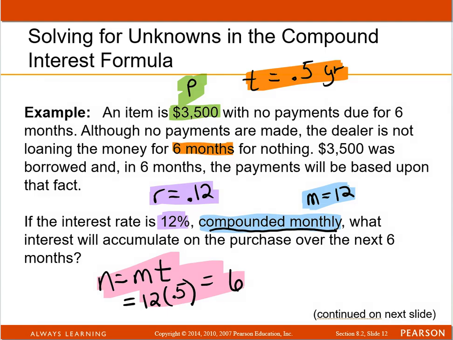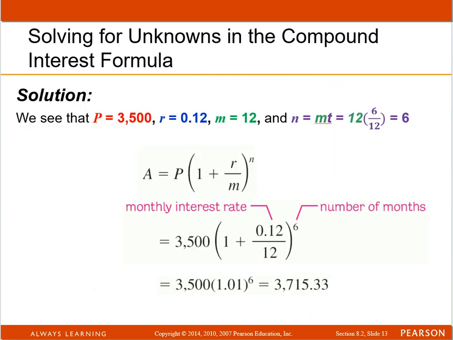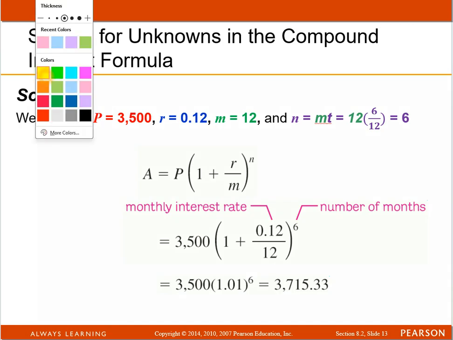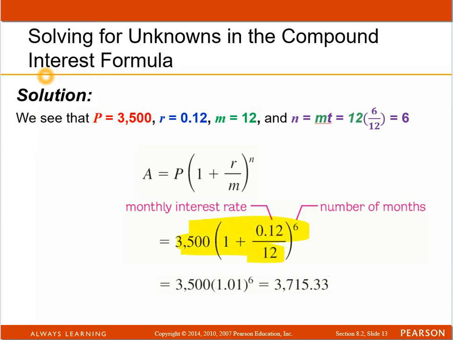All right. So on the next slide, they show me all of this. P is 3,500, R is 0.12, M is 12, N is M times T. M is 12 and T is, they put 6/12, but that is 0.5 or 1/2. You get 6. And then they plug it all into the formula. And you should be able to do all of this as is on your calculator and type it in the way you see it.